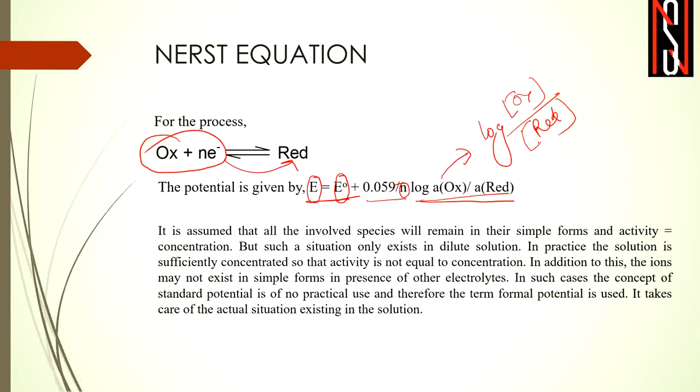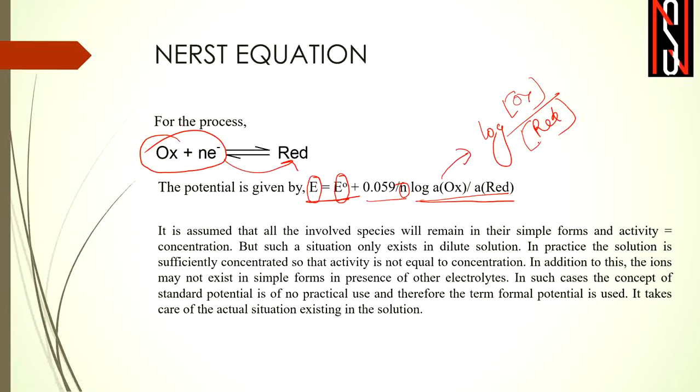যদি সলিউশনটা প্রচন্ড ডাইলিউট হয় তবে কিন্তু আমার অ্যাক্টিভিটি আর কনসেন্ট্রেশন পুরোপুরি সমান হবে। যদি সলিউশনটা ডাইলিউট না থাকে তাহলে আমার অ্যাক্টিভিটি আর কনসেন্ট্রেশন পুরোপুরি কিন্তু সমান হবে না। তাহলে ধরে নেওয়া যেতে পারে এটা একটা জাস্ট টিপিক্যাল কন্ডিশন অথবা আইডিয়াল কন্ডিশন, এটা কিন্তু নাও হতে পারে। মানে ইন প্র্যাকটিস দ্য সলিউশন ইজ সাফিসিয়েন্টলি কনসেন্ট্রেটেড and therefore the activity cannot be considered as equal to the concentration.